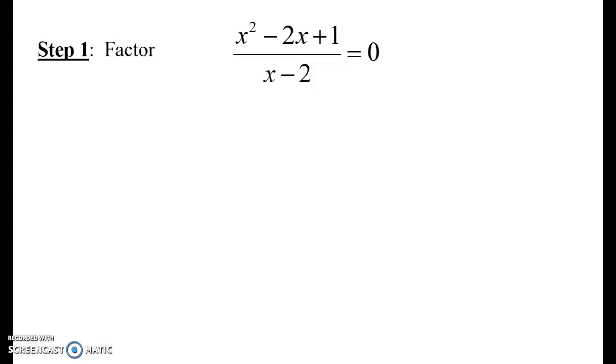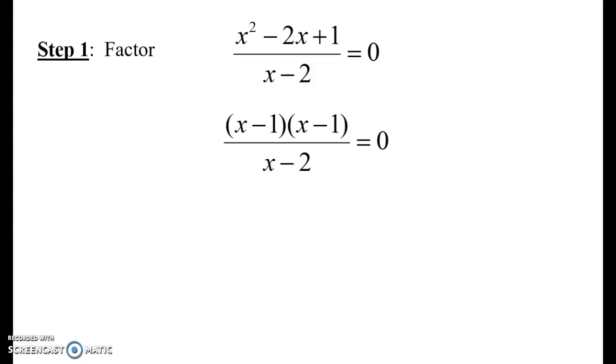Sometimes it might be the top, sometimes it might be the bottom of your fraction, sometimes it might be both. In this case, it's the top. So you're trying to find two numbers that multiply to give you positive 1 and add up to give you negative 2. All right, those factors are negative 1 and negative 1.